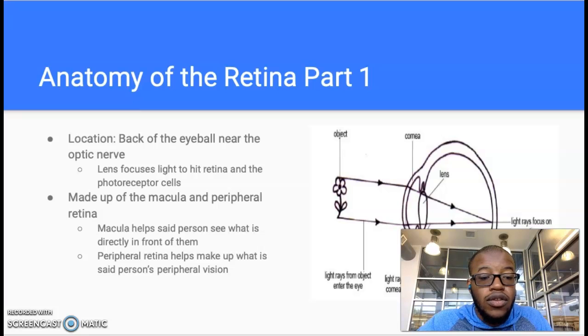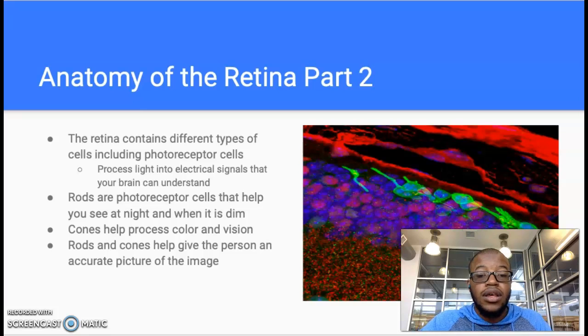So we'll be going on to the next slide. The next part of anatomy of the retina. The retina contains different types of cells, including photoreceptor cells. Photoreceptor cells process light into electrical signals that your brain can understand.